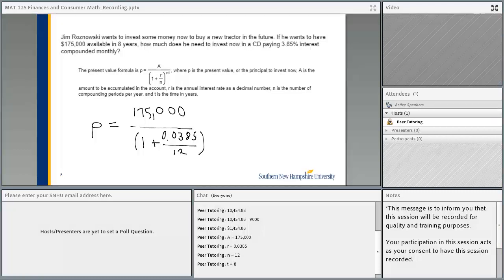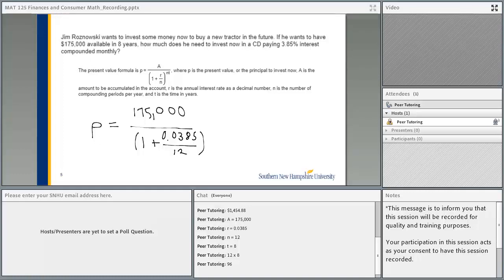0.0385, and then divide that by n, which is going to be 12. And then again, raise to that n times t power. So our n is 12 and our t is 8.